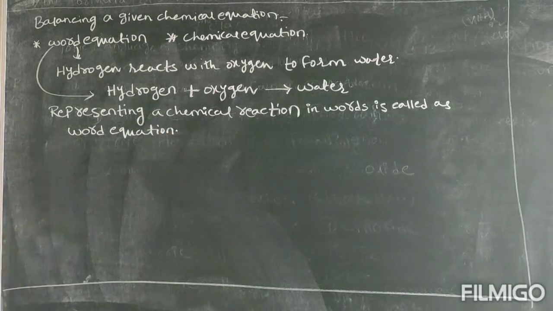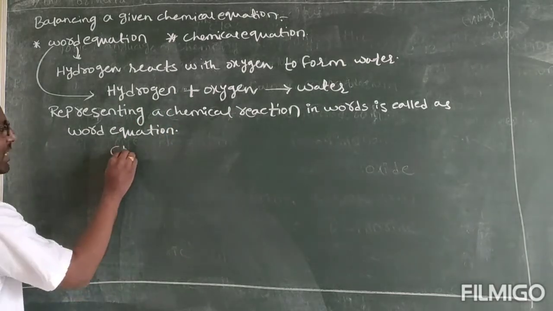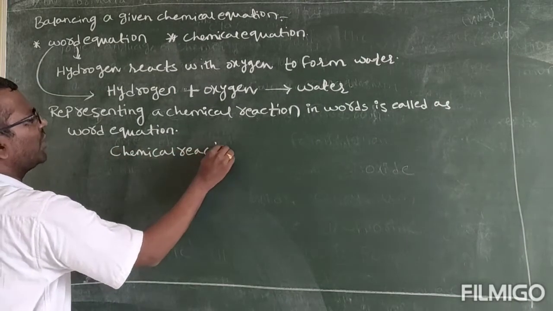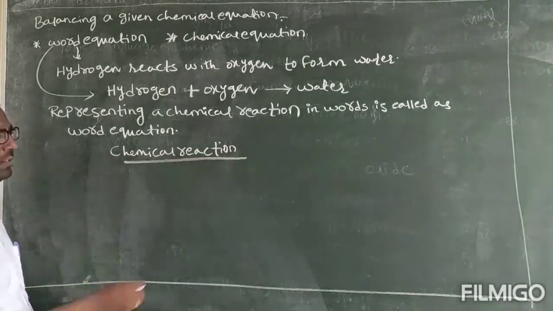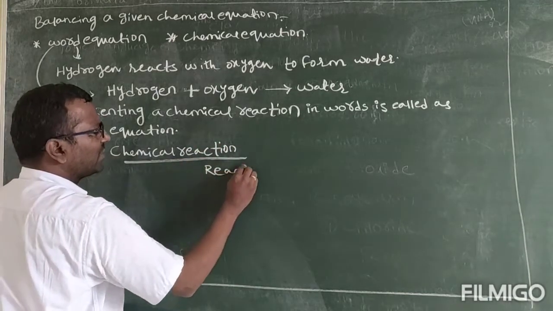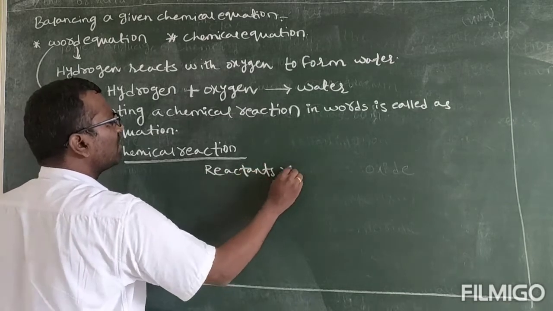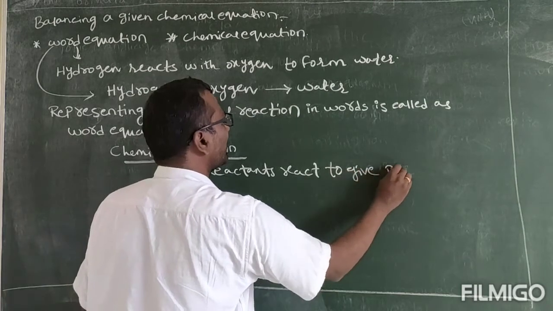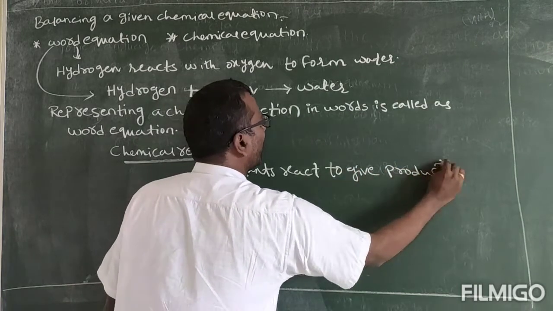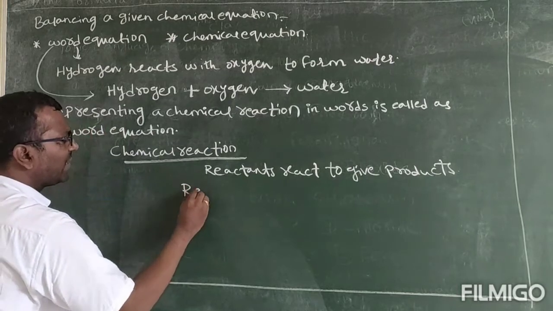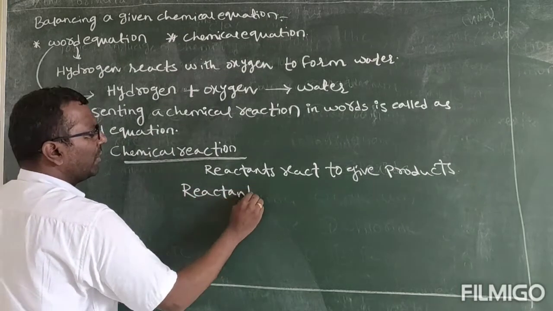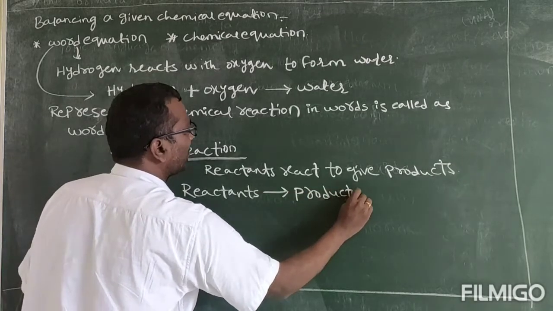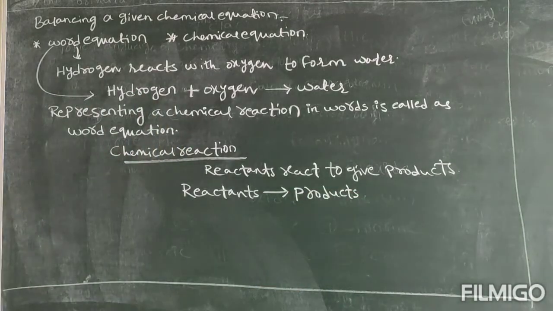Okay? It is a chemical reaction. Then what is a chemical reaction? Chemical reaction means what? Reactants react to give products. Okay? So reactants will react and give products. This is a chemical reaction.